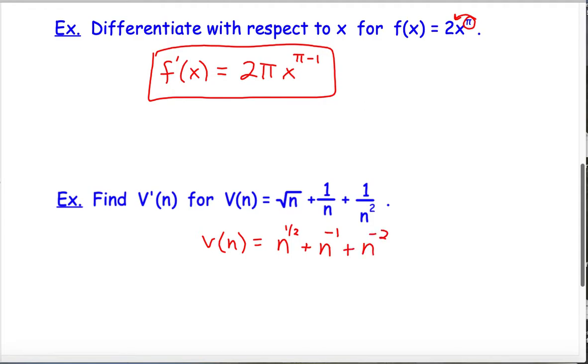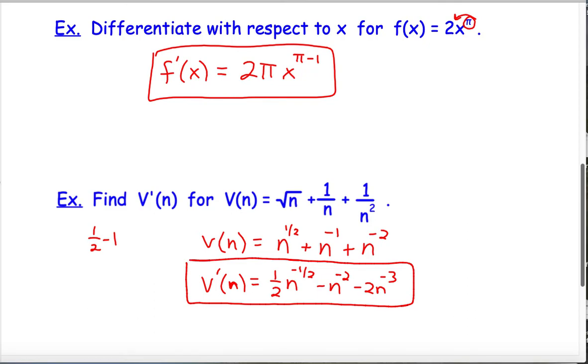Now we can go ahead and apply our power rule. So we multiply the exponent out in front, so it's going to be 1/2 n, and then subtract 1. So 1/2 minus 1 is a negative 1/2. Okay, the next term, multiply the negative 1 out in front, so we get negative 1 n, and then subtract 1. Negative 1 minus 1 is negative 2. And then for the last term, negative 2, multiply that out in front, and then lower the exponent by 1. Negative 2 minus 1 is negative 3.